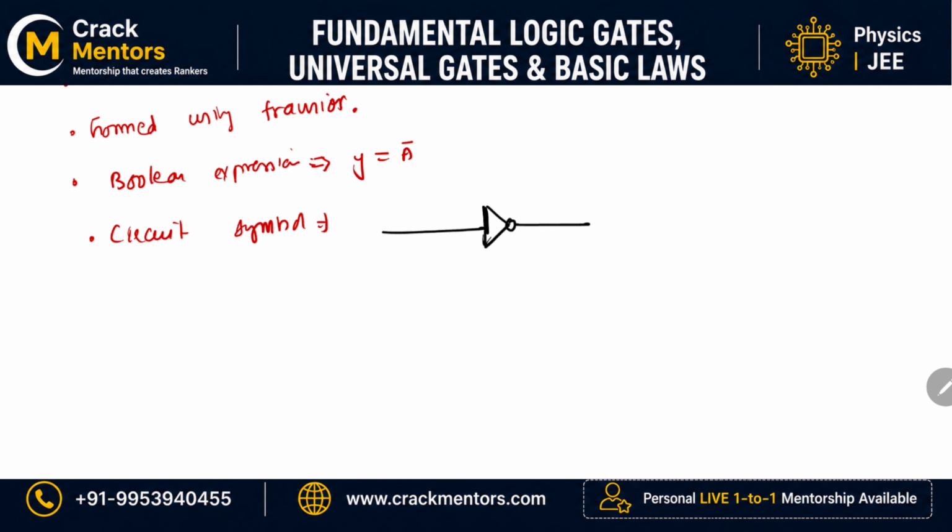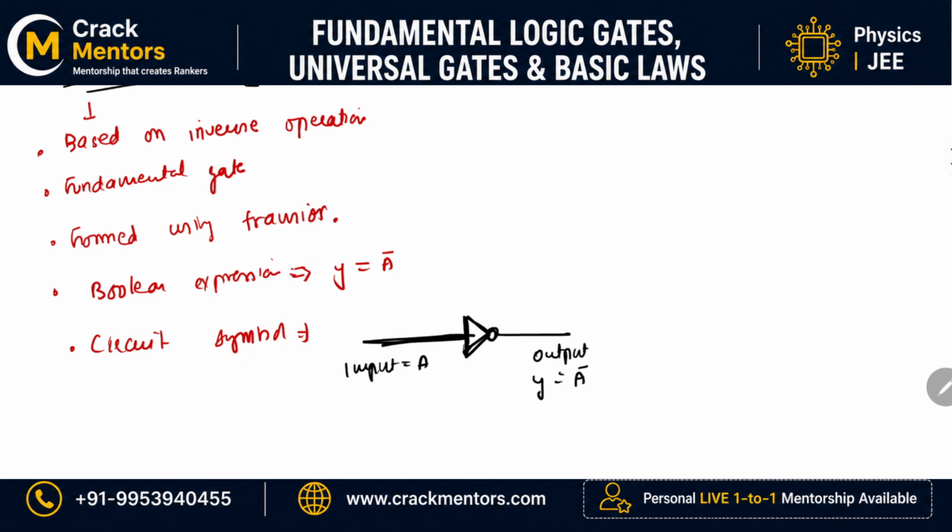Just note it clearly, this is an input. In this input I am putting, let's say, an input of A. So what is the output that I will be getting? The output here is equal to A dash, represented by the equation Y is equal to A dash. Is that clear? So how many inputs are here? You can say that there is a single input. We are having here a single input.